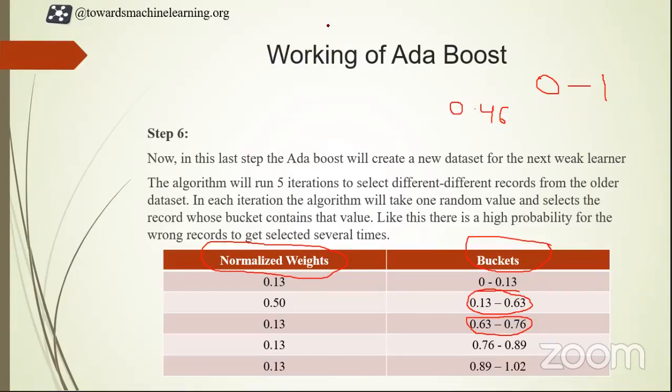So which record is being selected among these? Please reply in the chat box. Anyone can reply in the chat box. We have got a random value of 0.46. So which bucket is it falling in? Which record will it target? You can reply in the chat box.